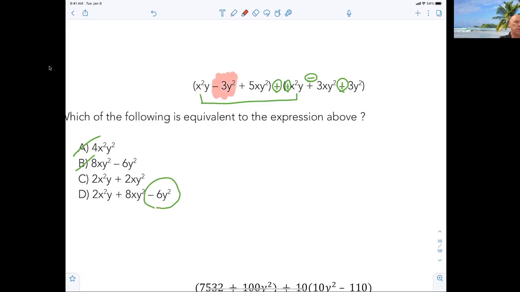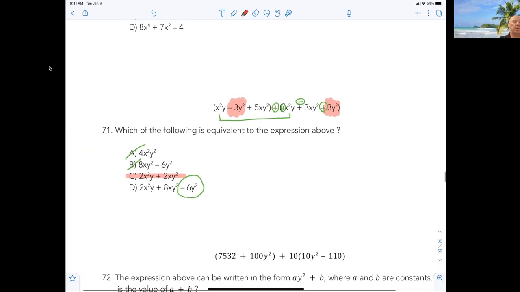Negative 3y squared plus 3y squared, what did they do? So I know it's what? C. I don't have to do all of the work. I just have to work quickly and accurately. Is everybody good on that explanation? Straightforward, in my opinion. Throw lots of negatives in there.